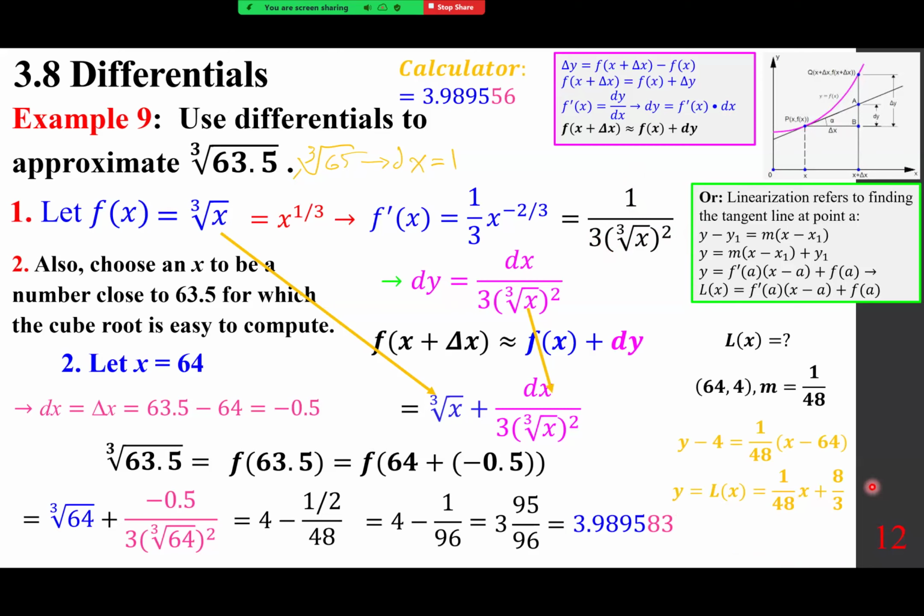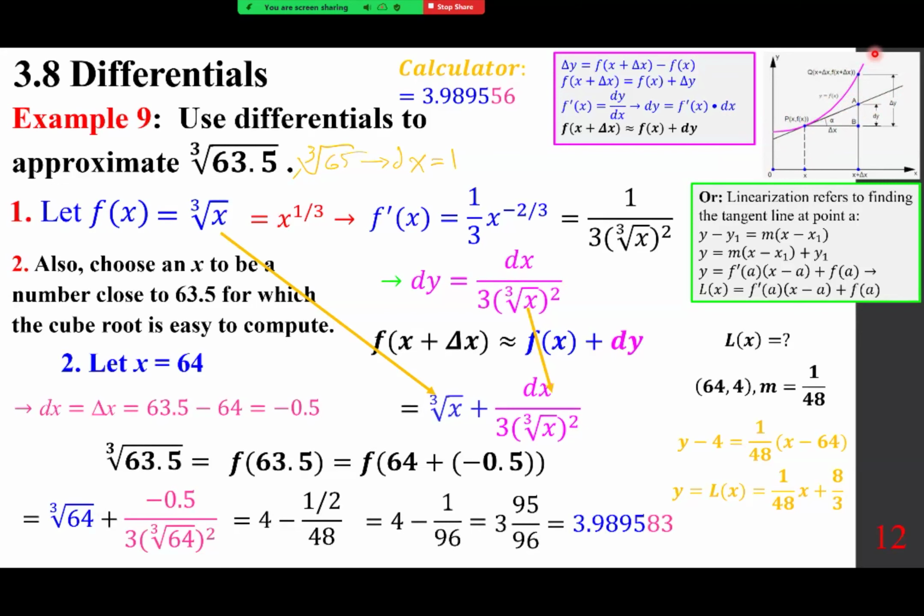Now, I want to go back to the curve, and I want to show you, when you look at the curve, precisely at this point, the curve and the tangent line give you the same y coordinate. But if you're not at the precise point, they are not the same. However, if you're close to this point, when you plug it into the tangent line, the value is close to the value the curve gives you. And that's the idea of linearization.